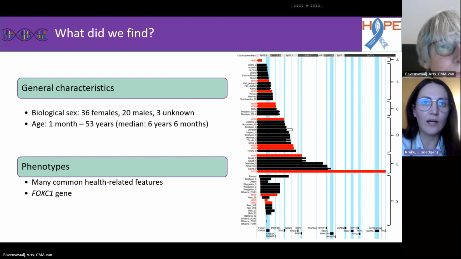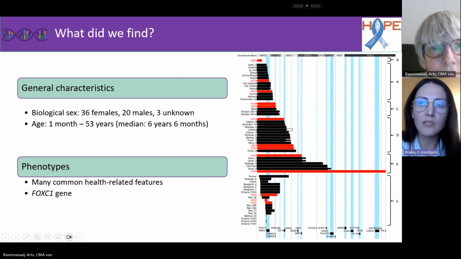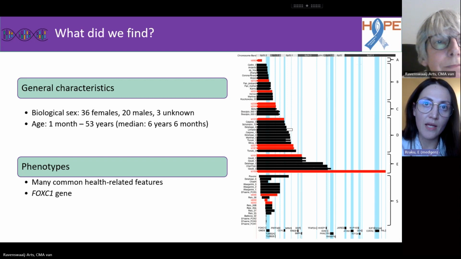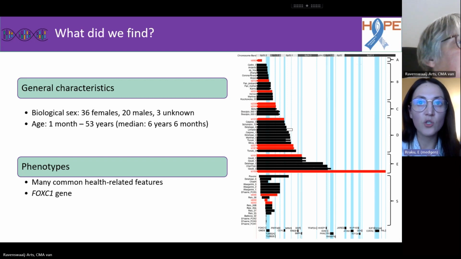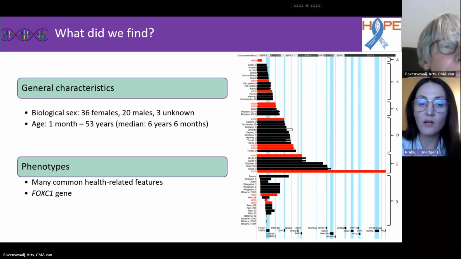So what did we find? First, some general characteristics of our study participants. From the total of 59, 36 were females, 20 were male, and for 3 individuals described in literature, we did not know their biological sex. Their ages ranged from 1 month old to 53 years, with a median of 6 years and 6 months. And what this means is that half of our group was younger than 6 years and 6 months, and half of it was older.